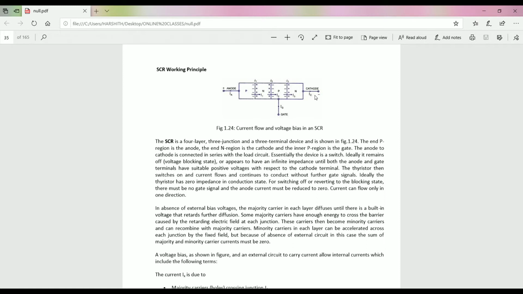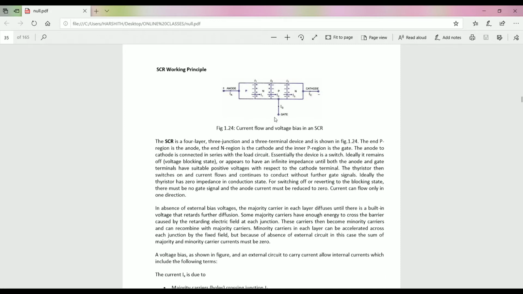The electrons from the N-type cathode, which are the majority in number, cross the junction J3 to reach the positive terminal of the battery, while electrons from the P-type move towards the negative terminal of the battery. This constitutes the gate current.